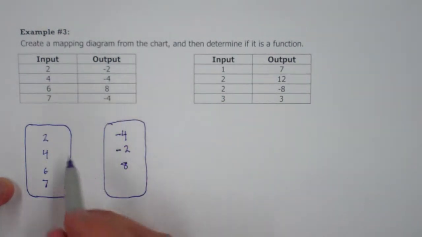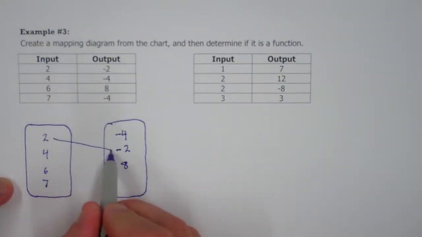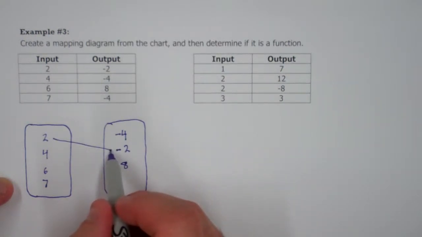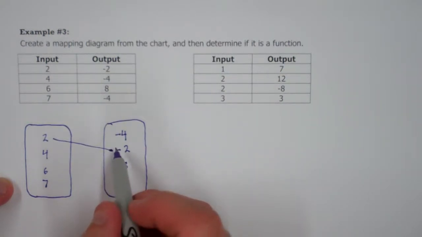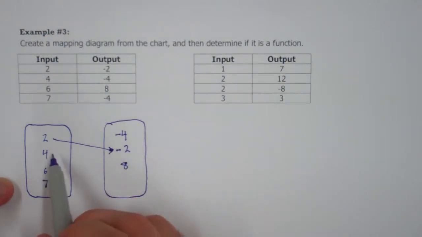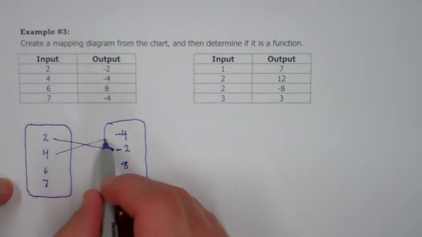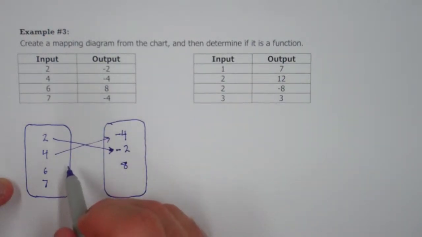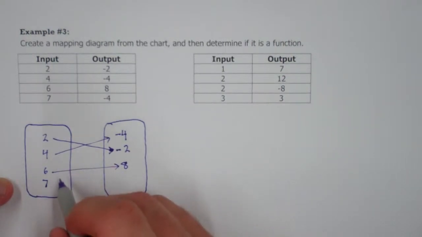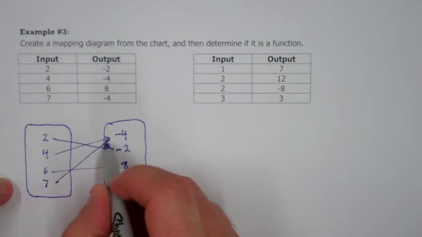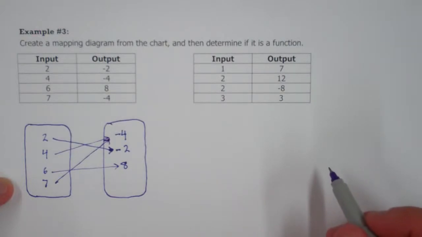So 2 has an output of -2, so we can draw our lines here. If you draw an arrowhead, that's fine, or you don't have to, it's okay. And then 4 has an output of -4. 6 has an output of 8, and 7 has an output of -4.